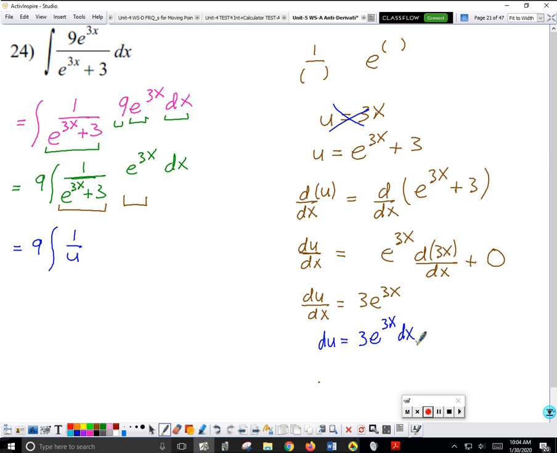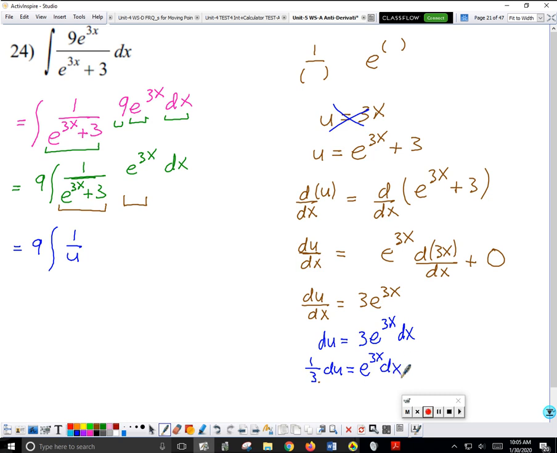I'm trying to replace e^(3x) dx. One of you will see it. What can I do here to figure out what e^(3x) dx is the same as, so I can make a replacement? It's called substitution. Divide both sides by 3. So this side becomes 1/3 times du, and this side becomes e^(3x) dx.